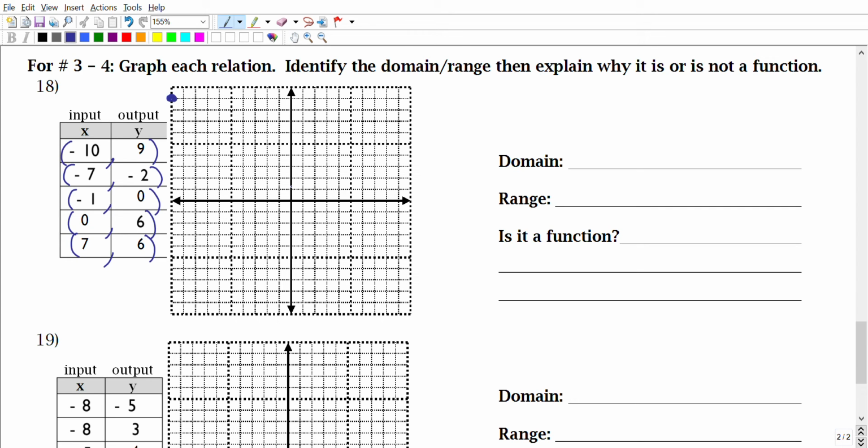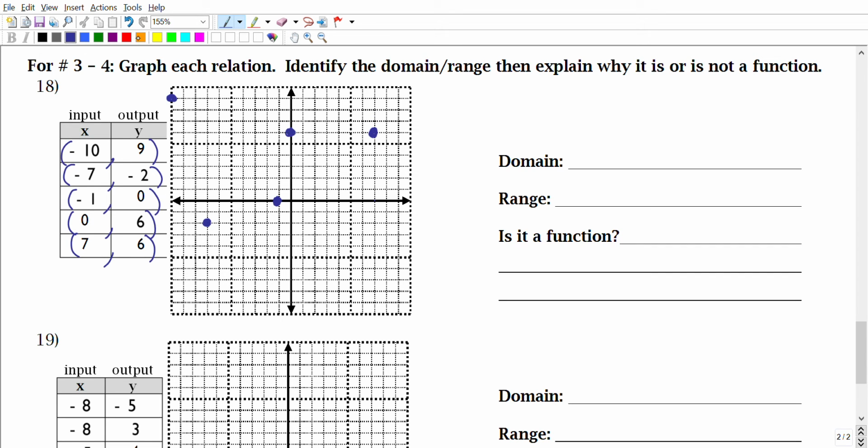Now I'm going to do -7, -2. So 1, 2, 3, 4, 5, 6, 7 to the left and down 2. Here's my second ordered pair. Then I do -1 to the left, 1, but I don't go up or down, so I actually stay right on the x-axis. Then I do 0, 6, which means 0 left and right, but I go up 6, so I should be somewhere up here. And finally, we have 7, 6, which is 1, 2, 3, 4, 5, 6, 7, and up 6.